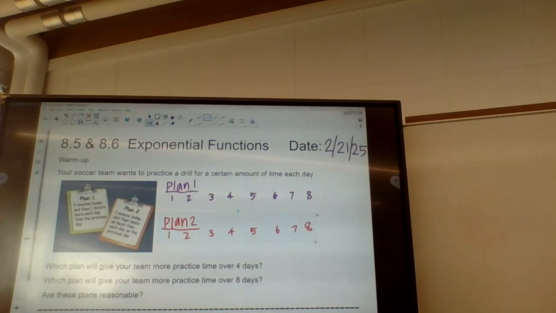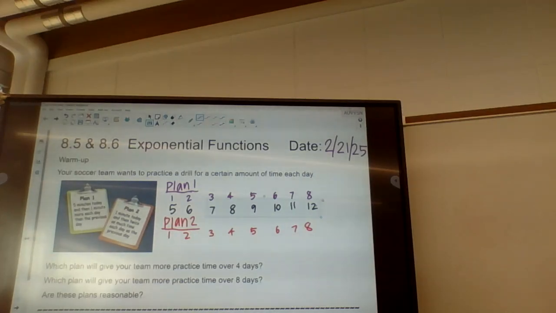So plan 1, the first day we're doing 5 minutes of the drill. So it says your soccer team, so maybe it's like dribbling or something that you're shooting on goal or something like that. And then 1 more minute each day. So the next day we would do 6, 7, 8. So by the 8th day we're doing 12 minutes of that drill. That seems, I think, reasonable.